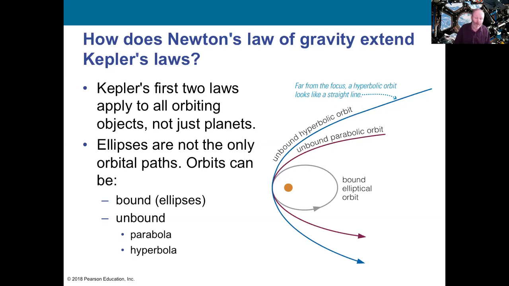Well, guess what? Neptune is 30 times further away from the Sun than the Earth is. So it's only 1/900th as attracted to the Sun as we are. So it's going in a much slower orbit.